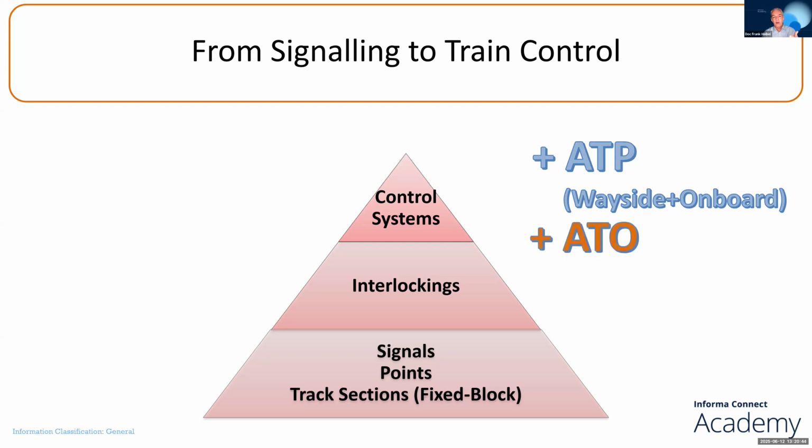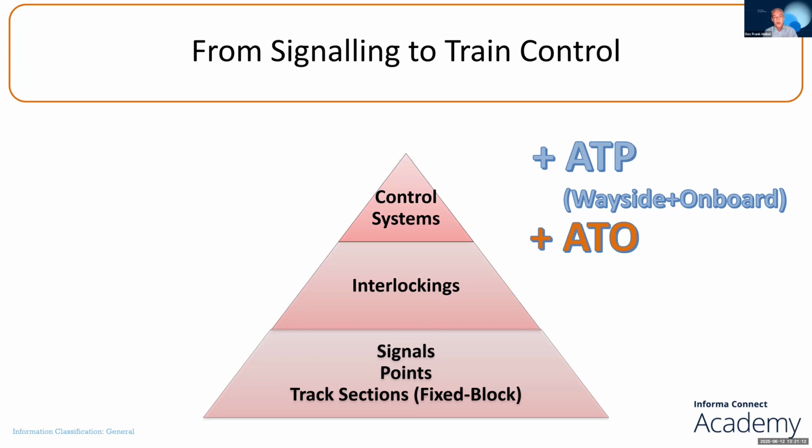And the additional components, again, we're just adding something. We're not taking things away, at least not yet. Wait for a sec. At the moment, we're just adding something. So we have still our hierarchy of a conventional signaling system, of any signaling system. And in addition, we have automatic train protection. And now we also get additional automatic train operation, ATO.